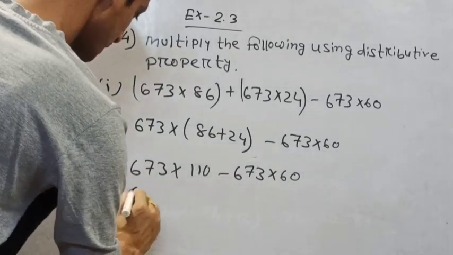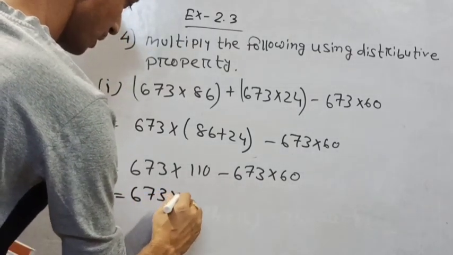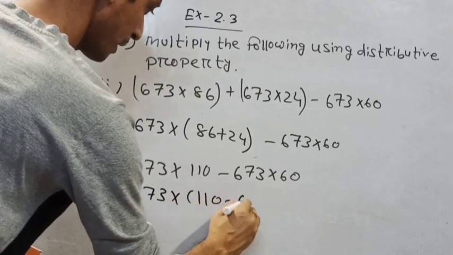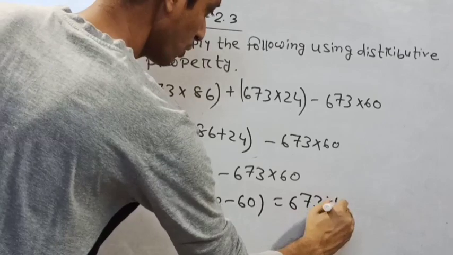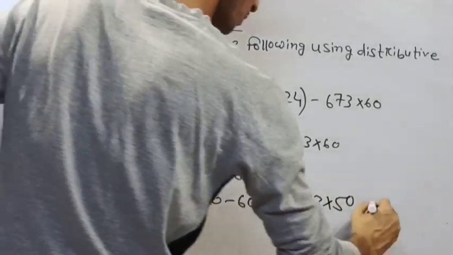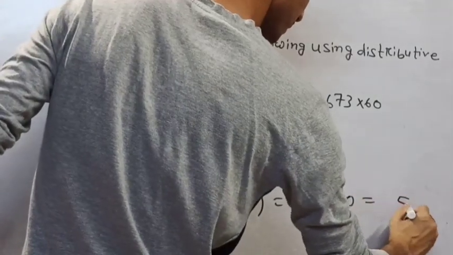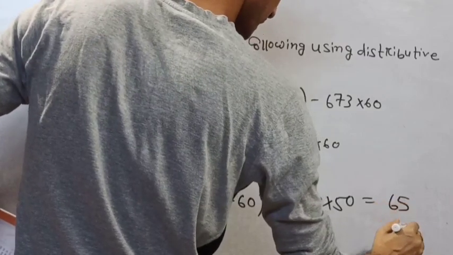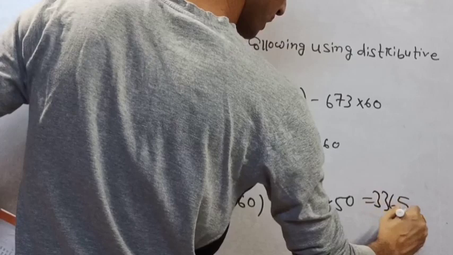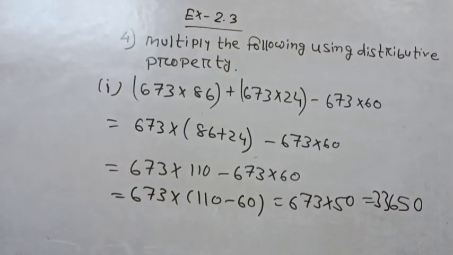So here we get 673 into 110 minus 60, that is 673 into 50. So what we get? 5 3s are 15, 5 carry 1, 5 7s are 35, 36, 6 carry 3, so 33, 0, 3 3 6 5 0.